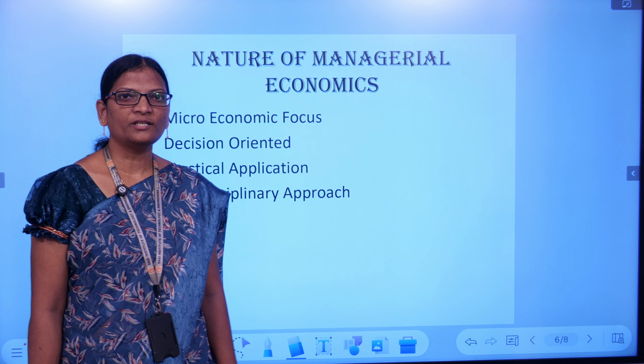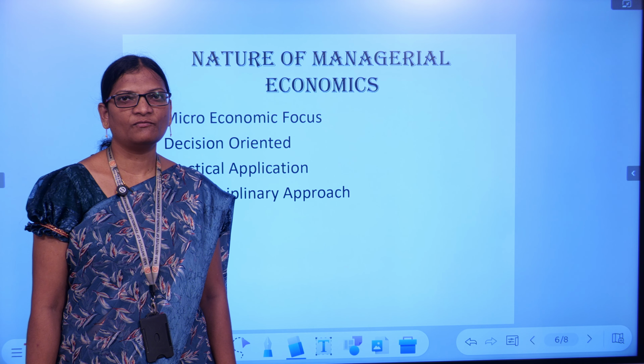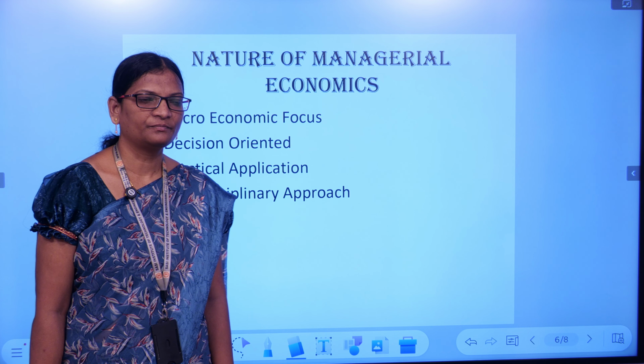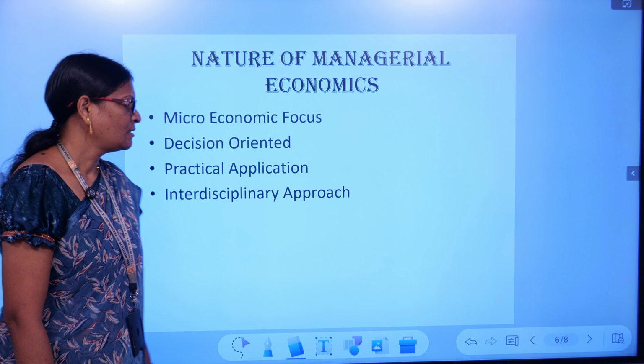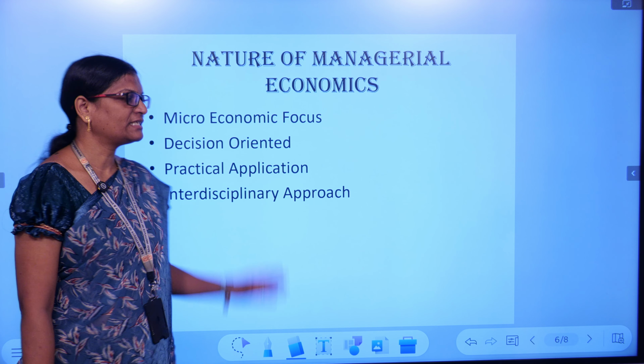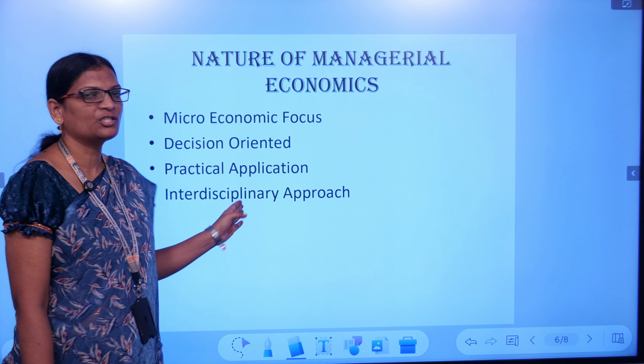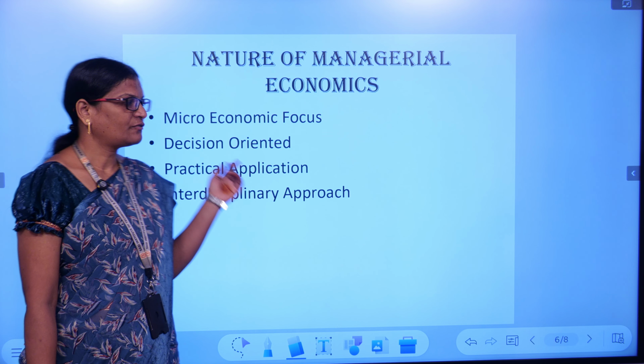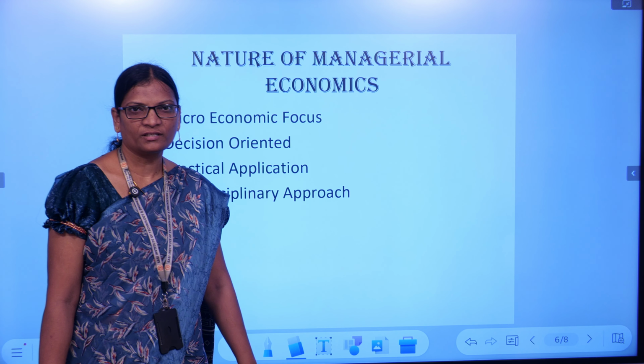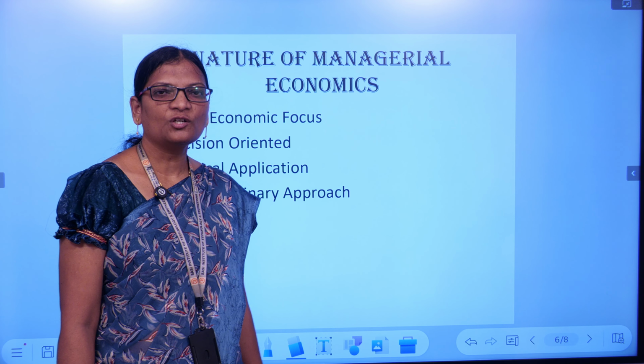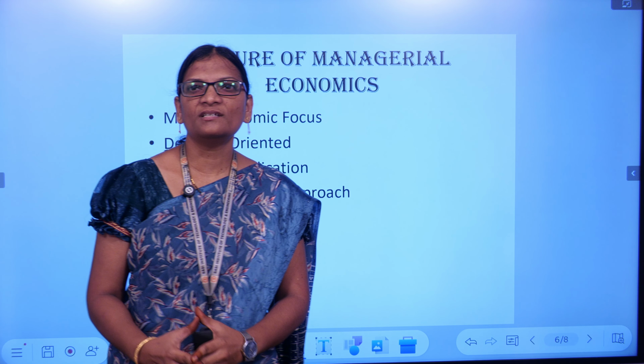In this session, we are going to learn about the nature and importance of management and the scope of managerial economics. When coming to the nature, these are the various points covered under the nature of managerial economics. The first point is microeconomic focus. That means here managerial economics is completely relating to business economics.